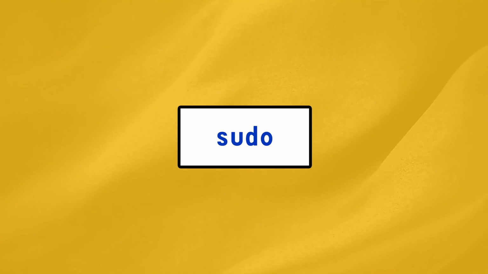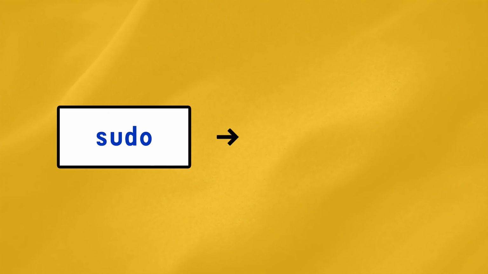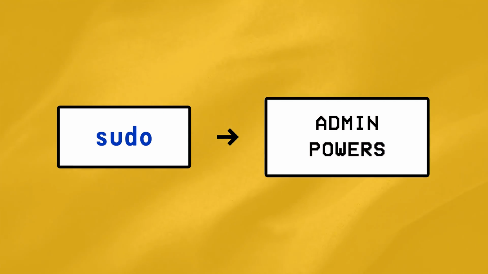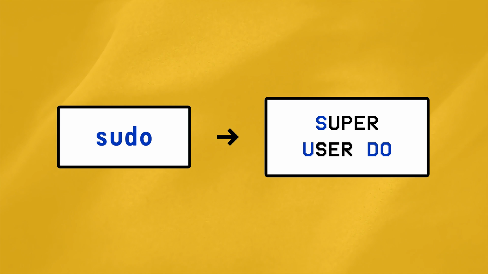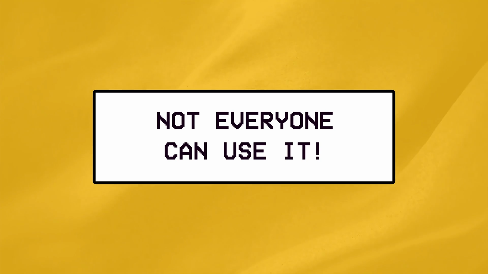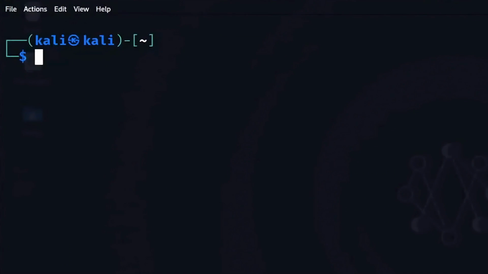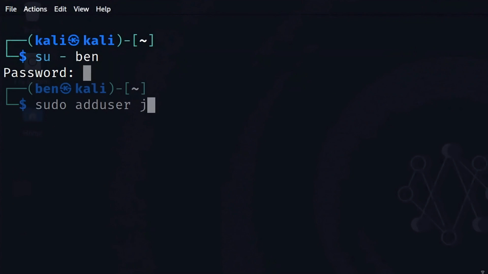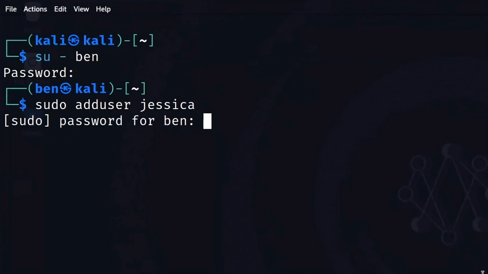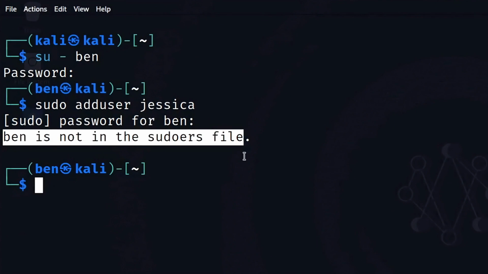Okay, so enough about user management, let's now talk about the sudo command for a second. So first and foremost, you already know that sudo is basically a command which gives us administrative powers, and it stands for super user do, but what if I told you that not everyone can use it? For example, the user ben that we just created can't use it, and if we log in to ben real quick using the su command, which basically stands for switch user, and then type in the adduser command using sudo, you'll notice an error saying that the user ben is not in the sudoers file.